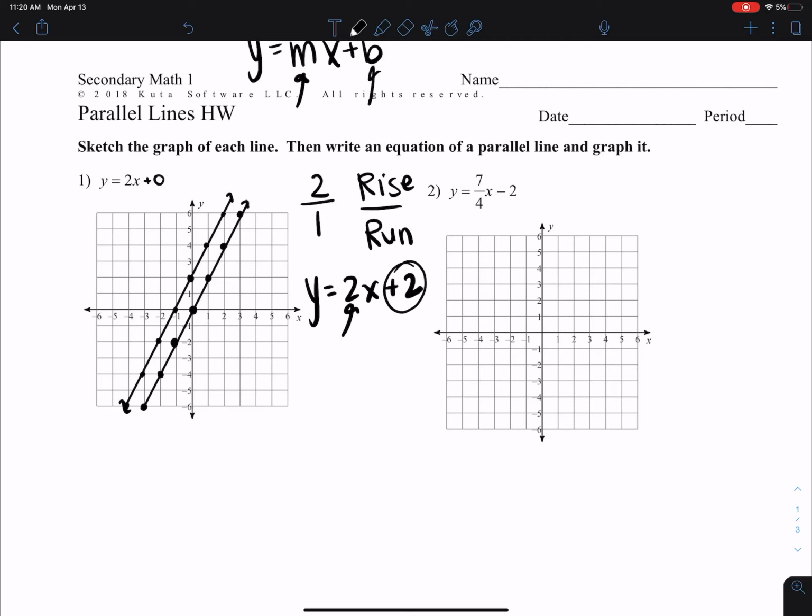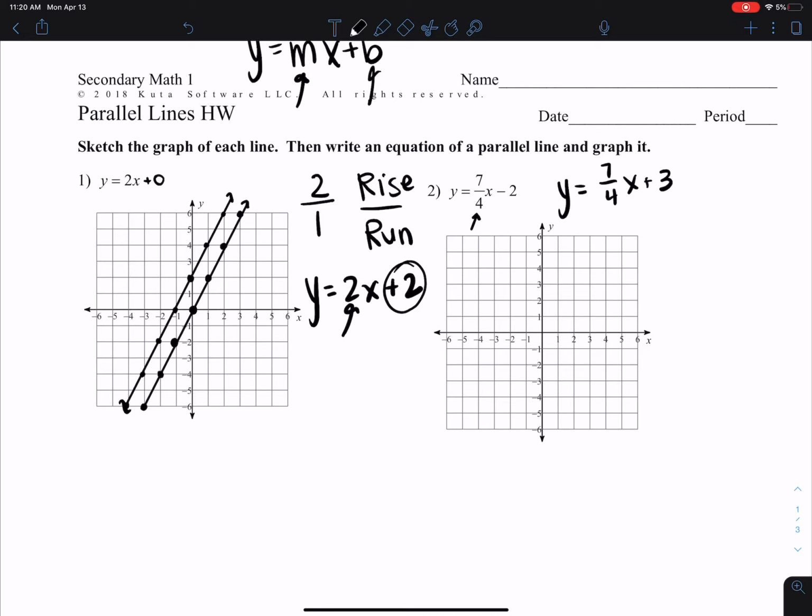Okay, so that's the parallel line homework. I'll do one more example. So on number 2, 7 over 4 is our slope. So our parallel line should be y equals 7/4 x. And then we can put a different number. So I'm going to say plus 3.